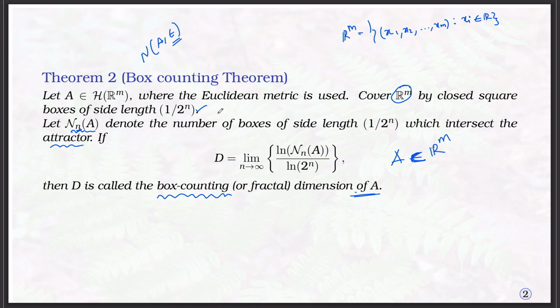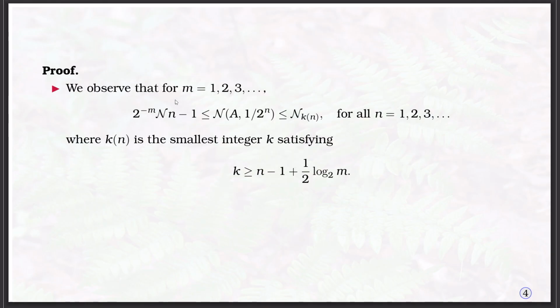Now, let us prove this theorem. We observe that for m equal to 1, 2, 3, and so on, 2 power minus m times N of A, 1 over 2 power n minus 1 is less than or equal to N of A, 1 over 2 power n, less than or equal to N of k of n, for all n equal to 1, 2, 3, where k of n is the smallest integer k satisfying this inequality: k is greater than n minus 1 plus 1 by 2 log 2 m.